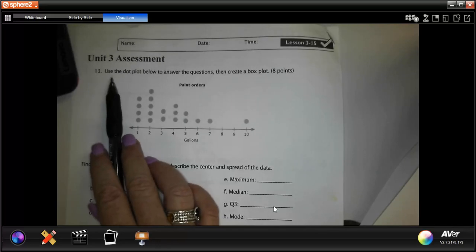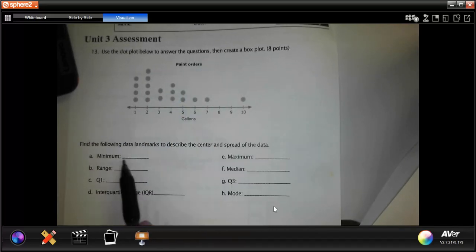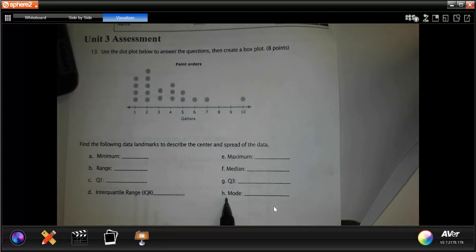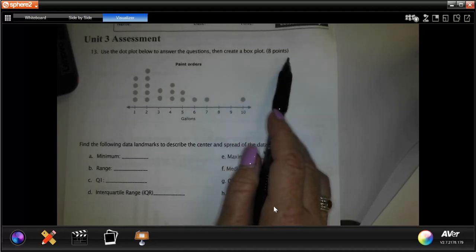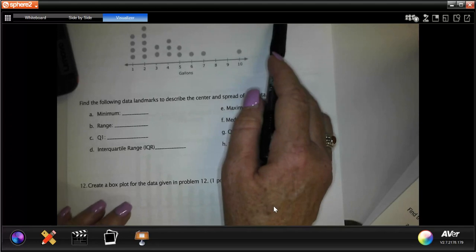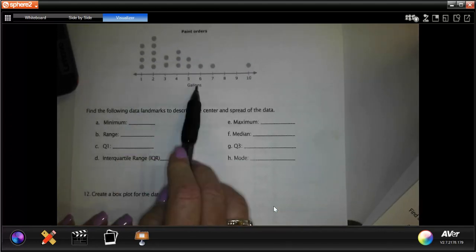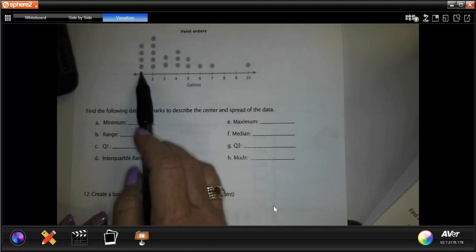Question 13, use this dot plot below to answer the following questions. All the questions are here, A through H. Then you're going to create a box plot. All of this is worth 8 points. So here we go. This is the gallons. This is the number of paint orders.